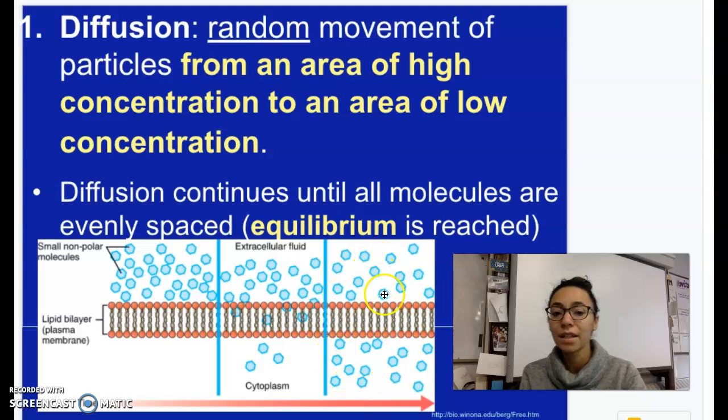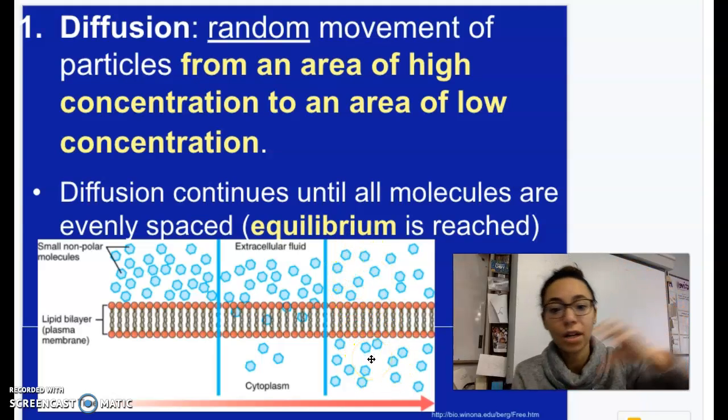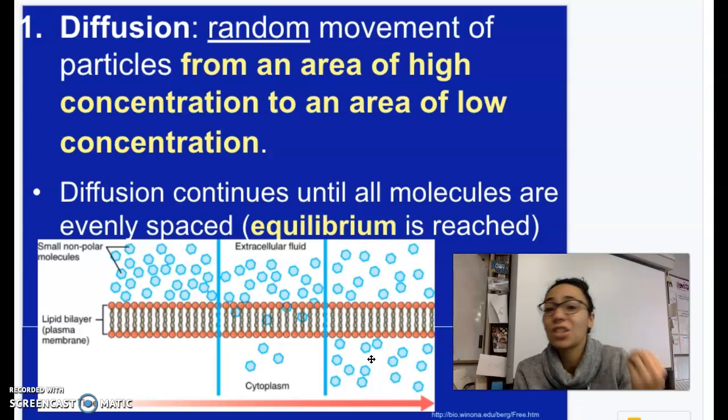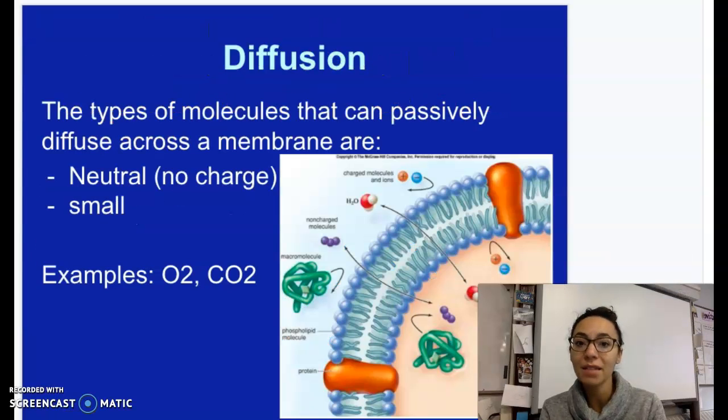And once they're here, these molecules are still moving around, they're still crossing the membrane freely, but they're never going to all go to the same side. They're not going to all get crowded together in high concentration. That's just not how molecules naturally move. So they're going to remain evenly spaced out until a force is added. So the types of molecules that can passively diffuse across a membrane are neutral molecules, so ones that do not have a charge, nonpolar, and really small molecules. So examples would be like oxygen, carbon dioxide, really small molecules.